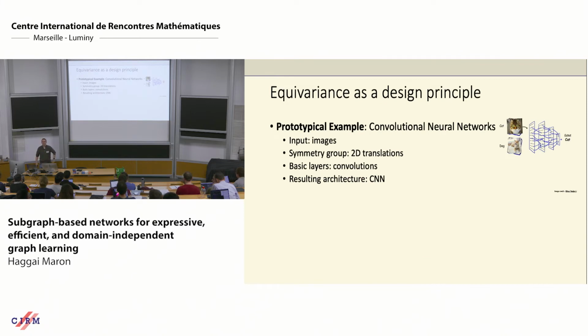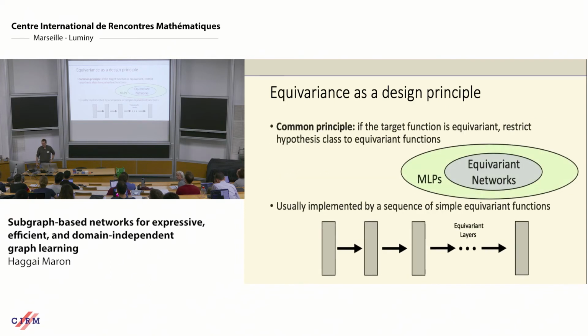Yeah. Sorry, just one question. Two slides before, you said that the class of equivariant networks is included in the set of MPNNs. So is it really true? I mean, do we have an equivariant network which is not an MPNN?